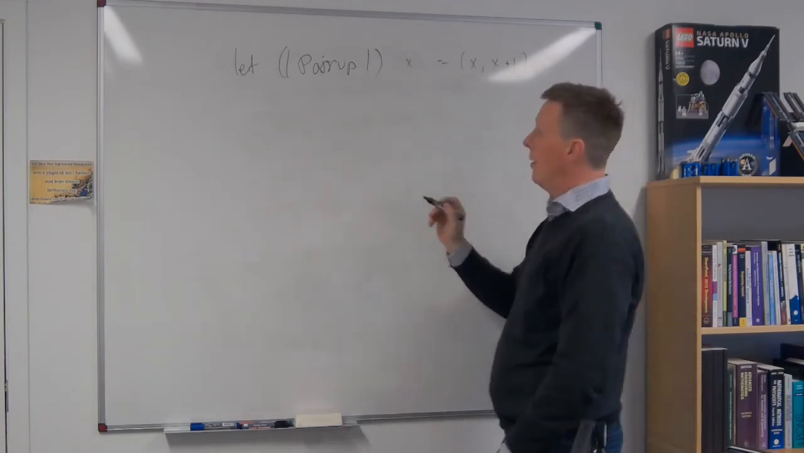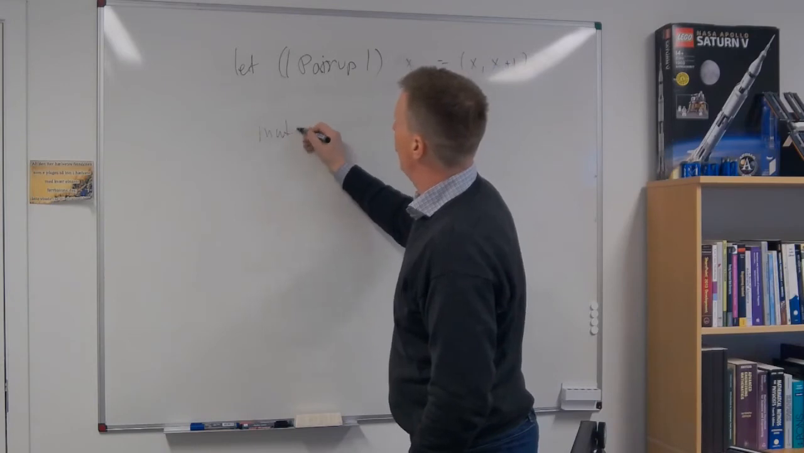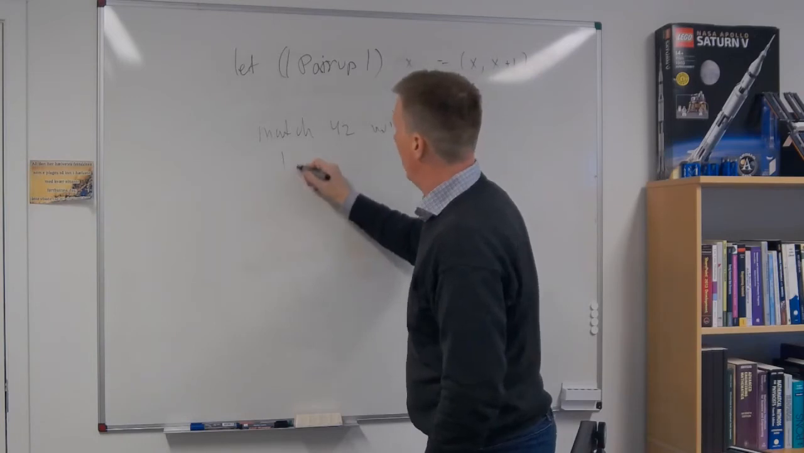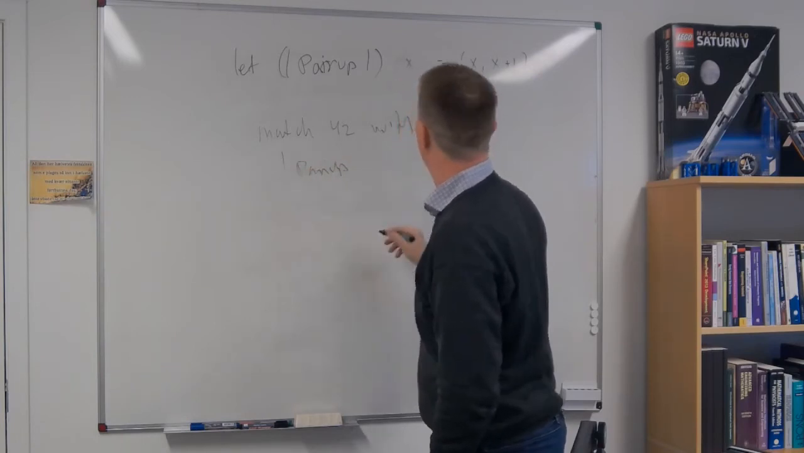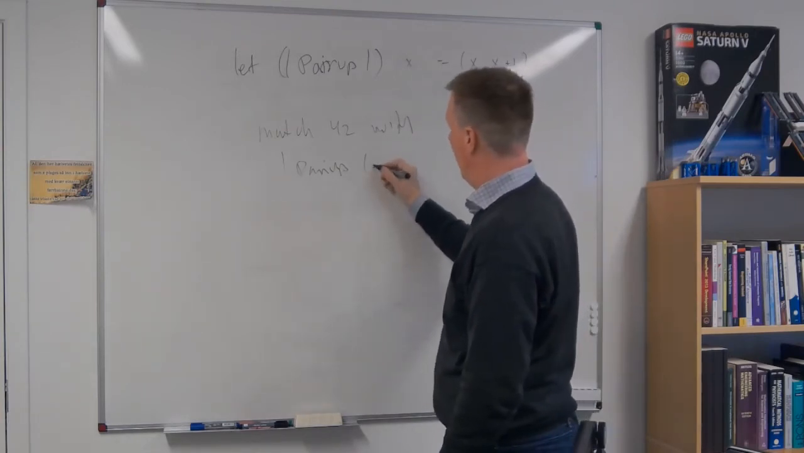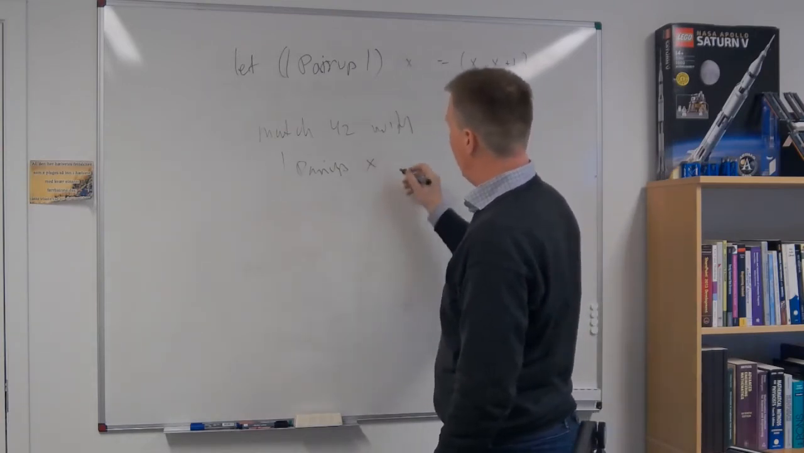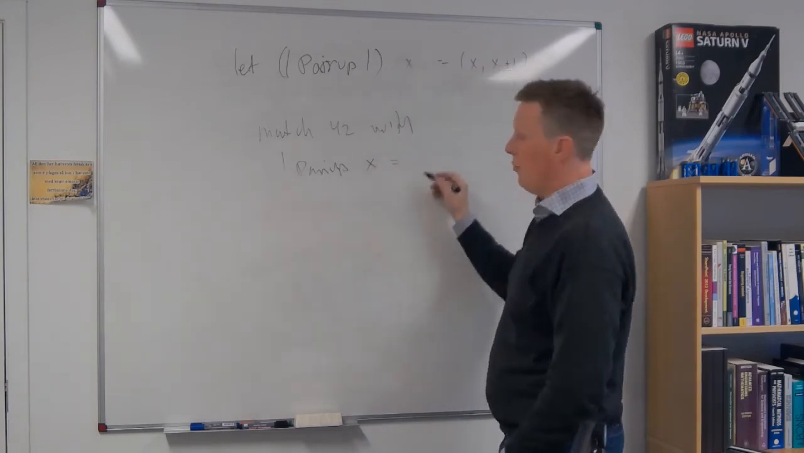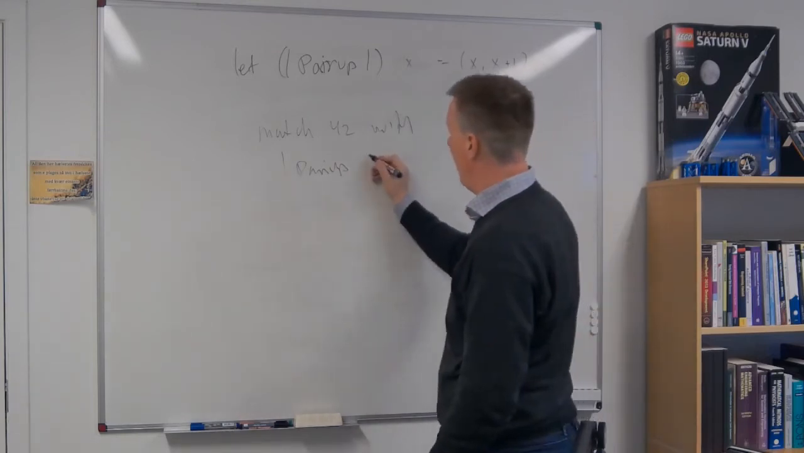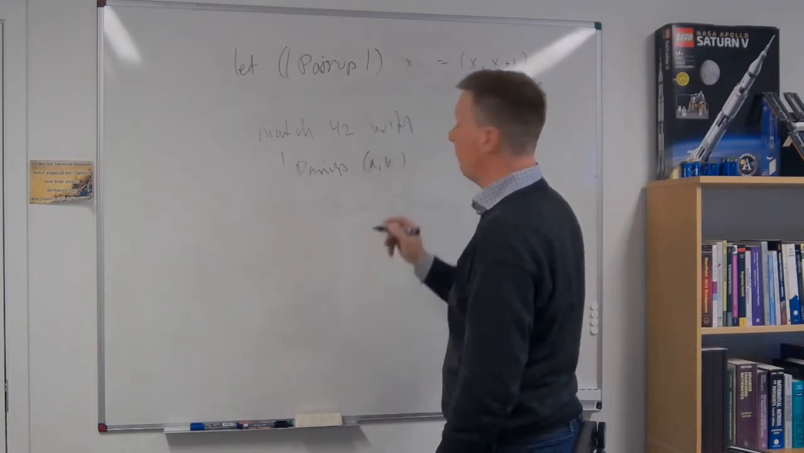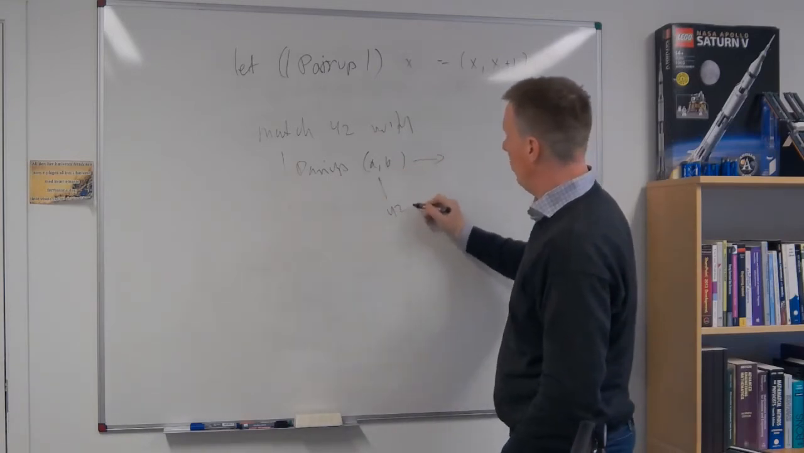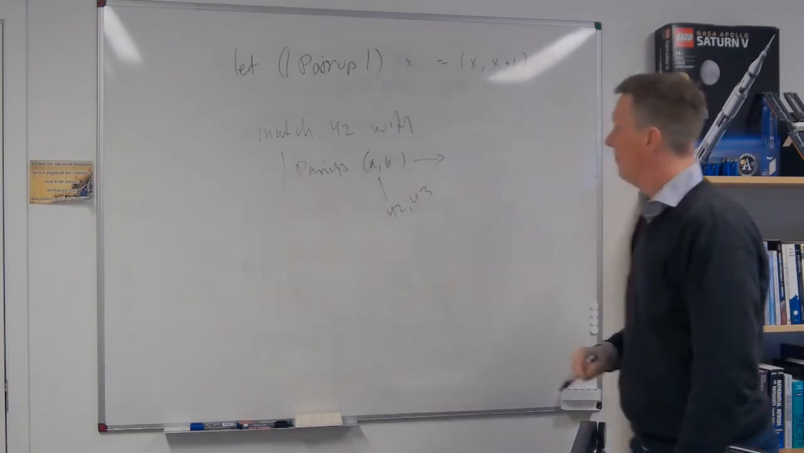So now I can say match 42 with pair up. And since it returns data now, I could say x, and then print fst on x and snd on x, or I can do some more pattern matching on it and just say pair up a, comma, b. And in this case it would actually contain 42 and 43, this tuple.